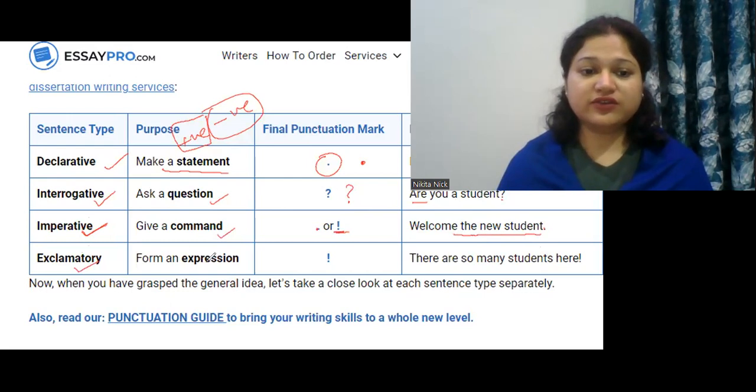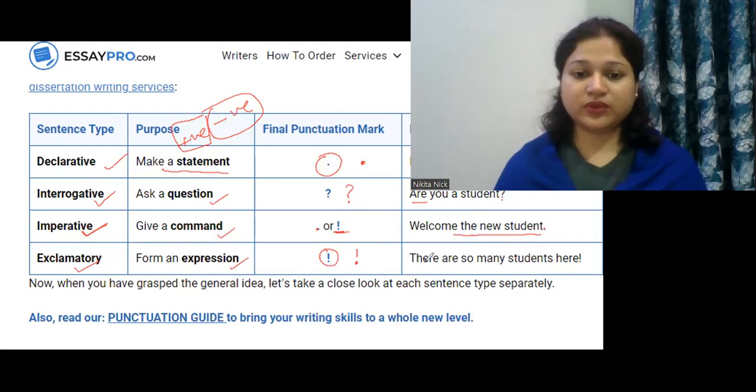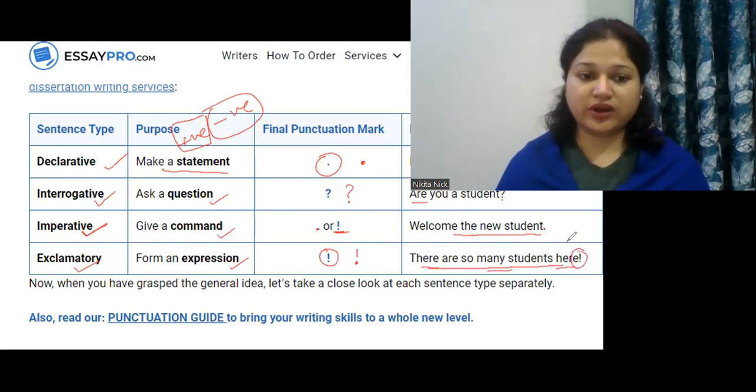Exclamatory sentence, it forms an expression. So you are using an exclamation mark in an exclamatory sentence, for your expression, it could be sorrow or happiness. There are so many students here! So you are using an exclamation mark here.